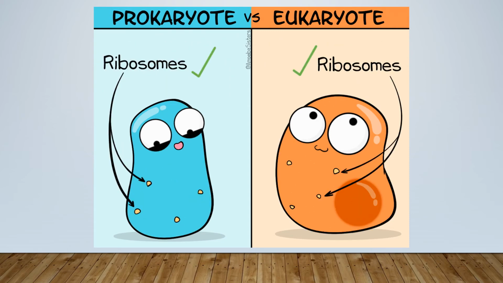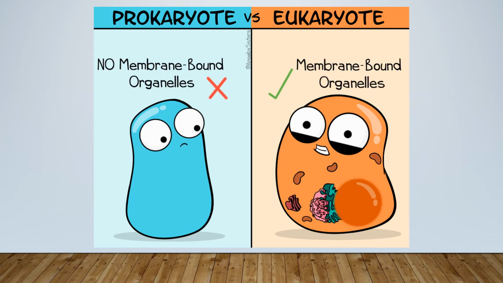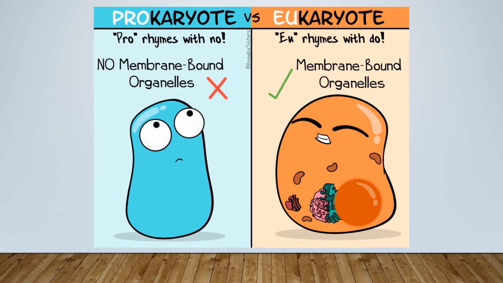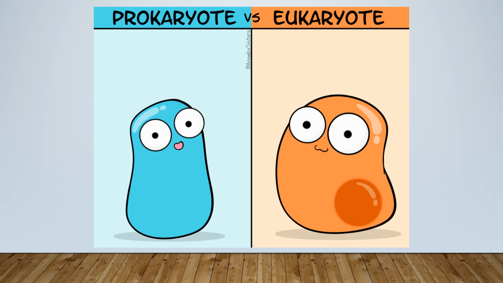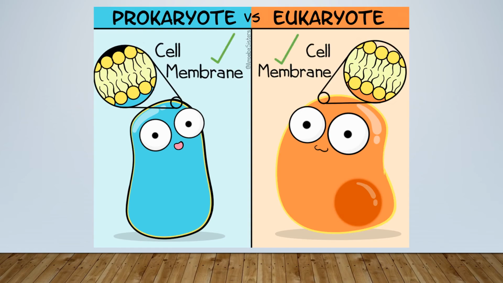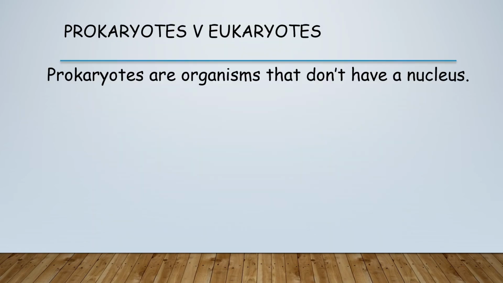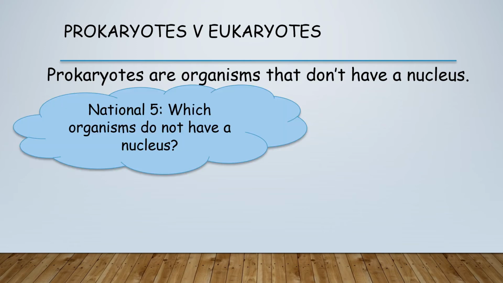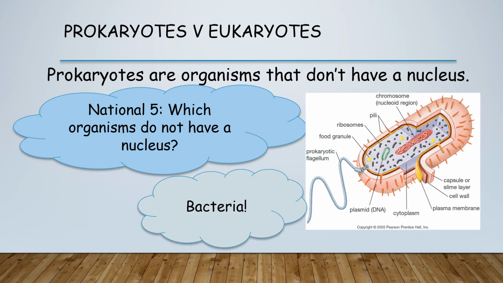So can you think of any organism that you've looked at in National 5 biology that doesn't have a nucleus? So prokaryotes, organisms that don't have a nucleus, you've looked at those in National 5. Hopefully, again, you're all shouting at the screen, bacteria. So bacteria are the prokaryotes. All our other organisms that we will be looking at will be considered eukaryotic, or eukaryotes.